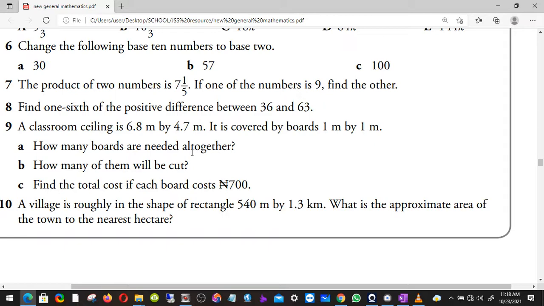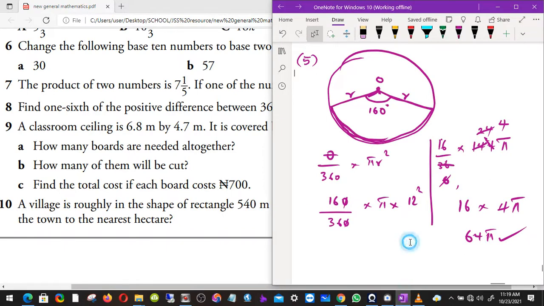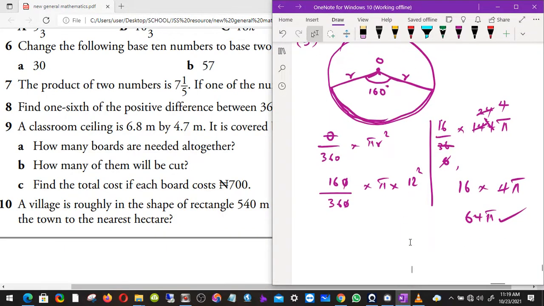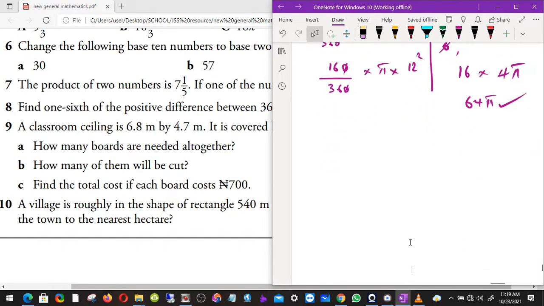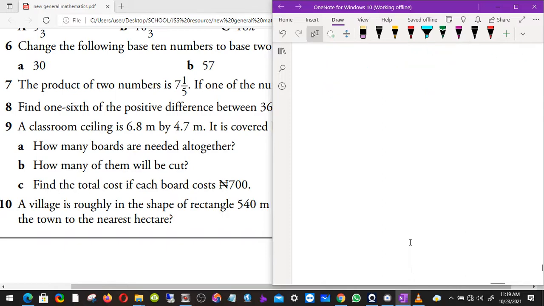Okay, number 7, read for me. The product of two numbers is 7 whole number 1 over 5. If one of the numbers is 9, find the other. Read again. The product of two numbers is 7 whole number 1 over 5. If one of the numbers is 9, find the other. We have to look for the other number. So it means a number times 9 is 7 whole number 1 over 5.